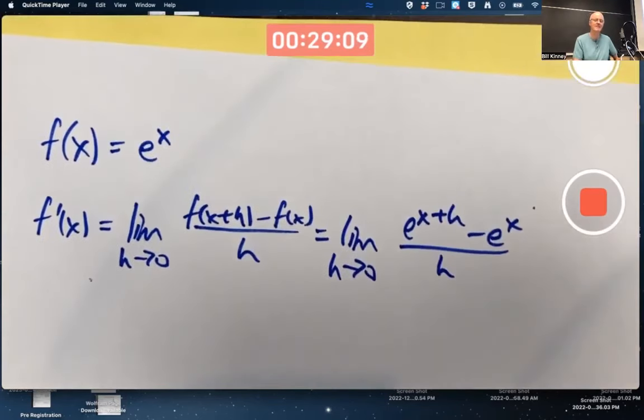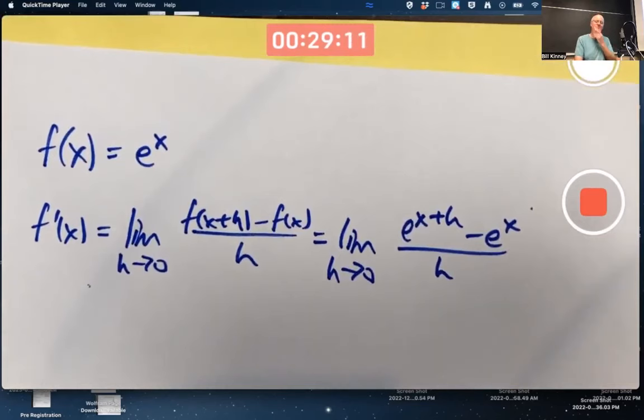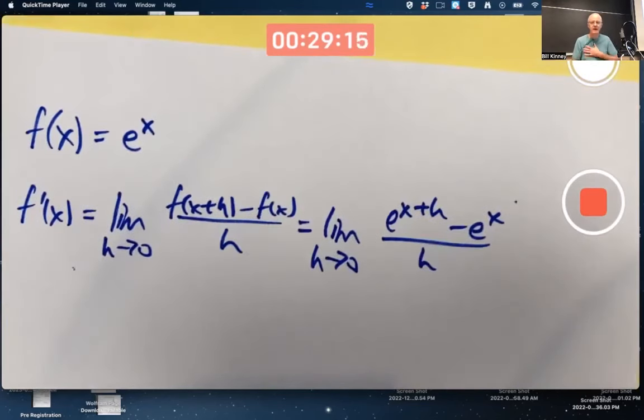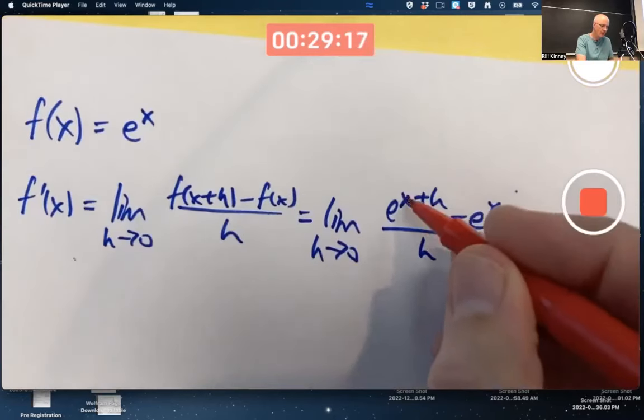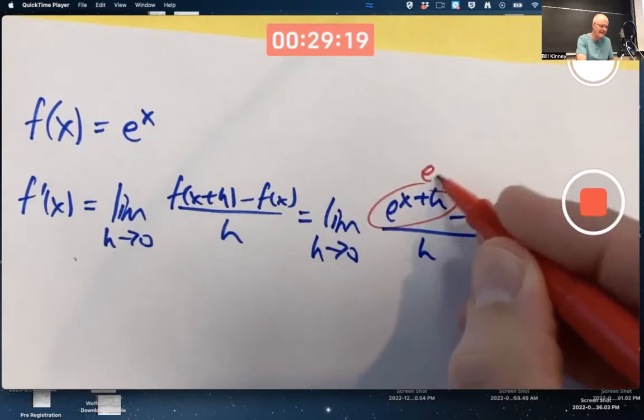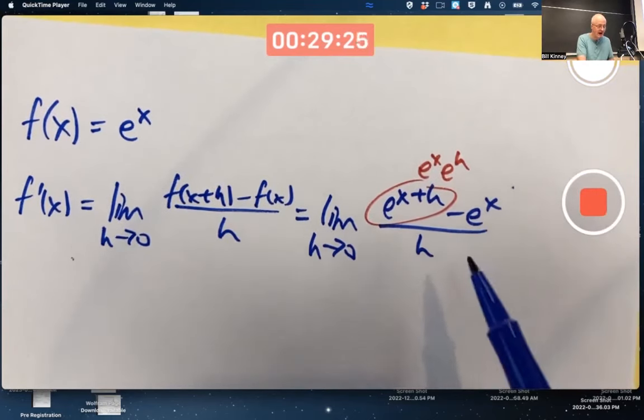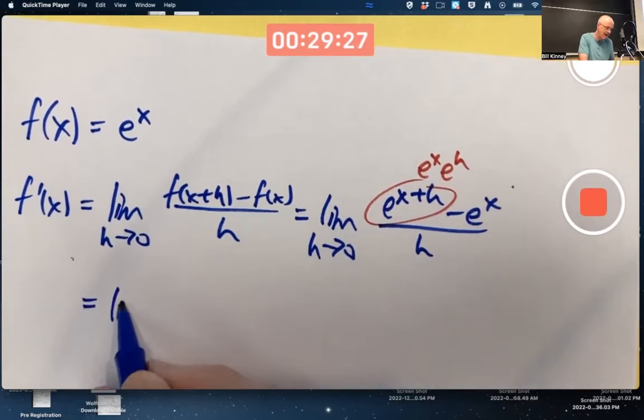It must be that limit. What can we do? How can we figure out this limit? One thing we could do is write that as e to the x times e to the h. That's a property of exponents. And then once we've done that, we can factor out an e to the x out of the top.